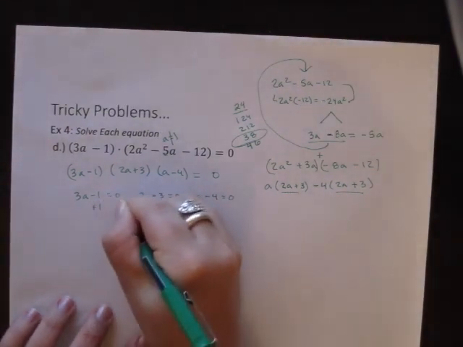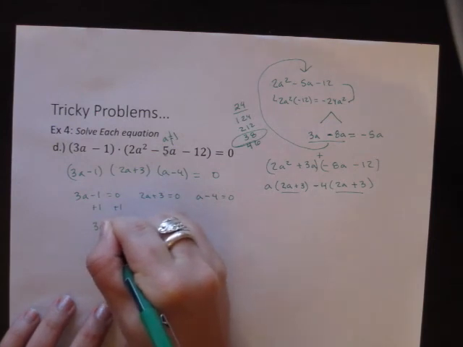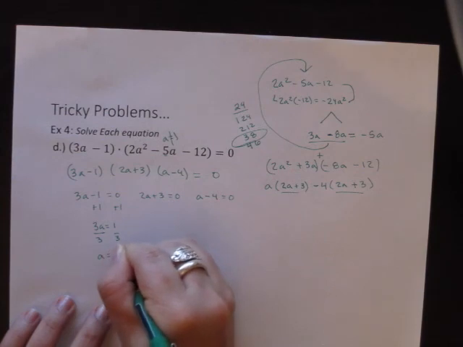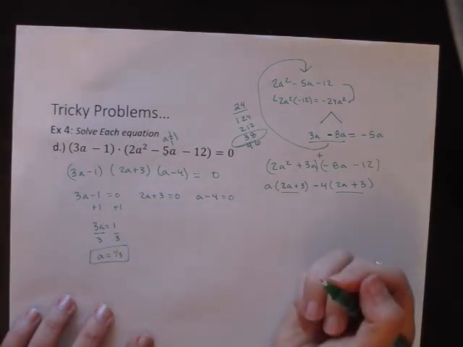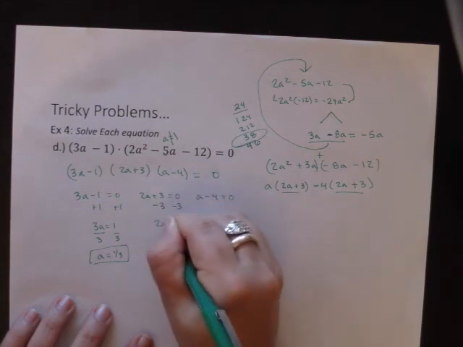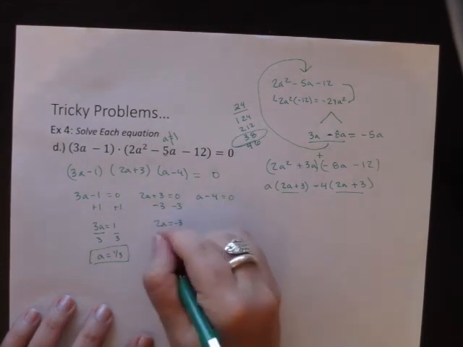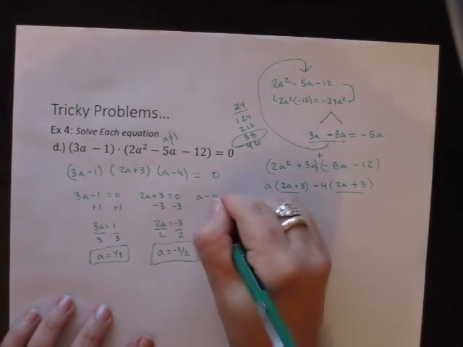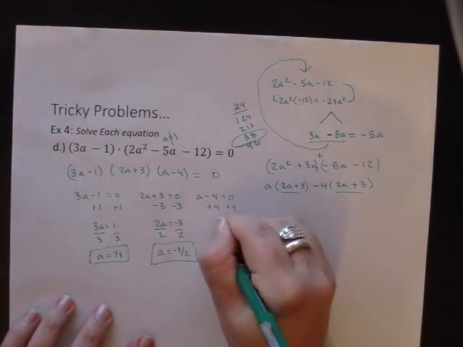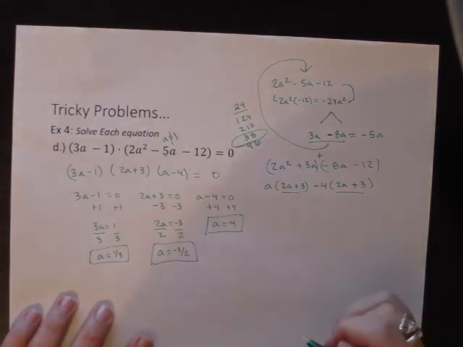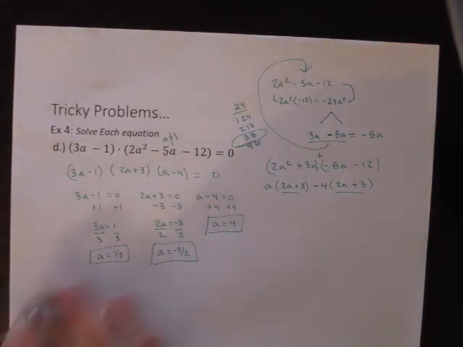So I'm going to add 1 on both sides. So I get 3a equals positive 1. I'm going to divide both sides by 3. So I get a equals 1/3. Box my answer because I'm done with that. Second equation, I'm going to subtract 3 on both sides. So I've got 2a equals negative 3. Divide by 2. And I get a equals negative 3 over 2. Box my answer. Then I'm going to add 4 on both sides, and I get a equals positive 4. So we've got my 3 solutions, and I'm done.